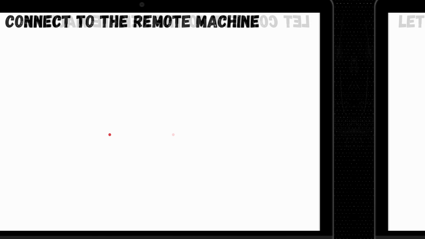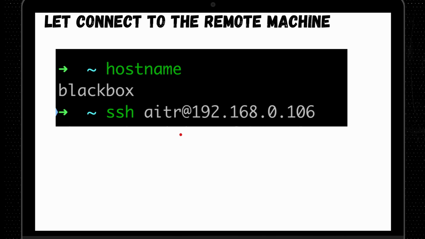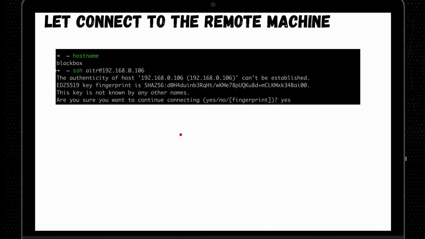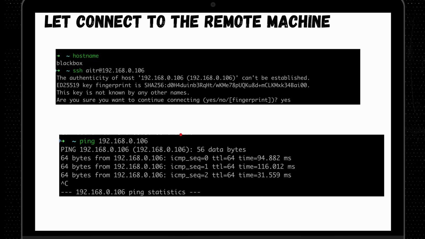We have to give SSH the username and IP address. You will see a message about the authenticity of the host. Type yes to accept and store the remote host key. This is a security feature to prevent man-in-the-middle attacks. If the connection failed, first check network connectivity. Ping your IP address. Make sure both machines are on the same network.